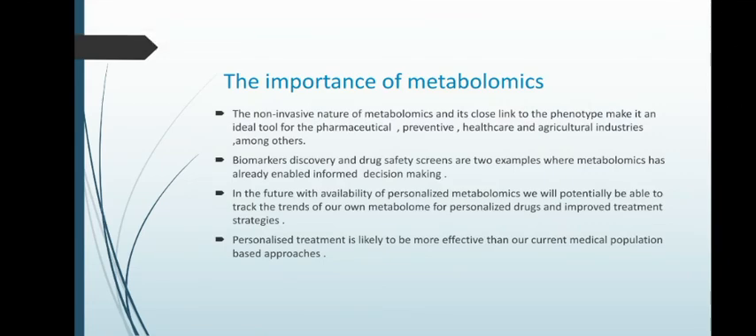Now I will tell you about the importance of metabolomics. Metabolomics plays an important role as an ideal tool for pharmaceutical, preventive healthcare, and agricultural industries, among others. Biomarker discovery and drug safety are two main examples where metabolomics has already enabled informed decision making. It plays an important role in improving treatment strategies.